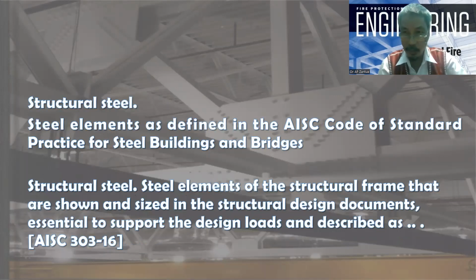In this specific course, we are going to use the definition of AISC 303-16. What do you mean by that? AISC is the American Institute of Steel Construction, document 303-16, meaning 2016. Okay? Structural steel is a steel element of the structural frame that is shown and sized in the structural design documents, essential to support the design loads and described as ... That is what we mean by structural steel.